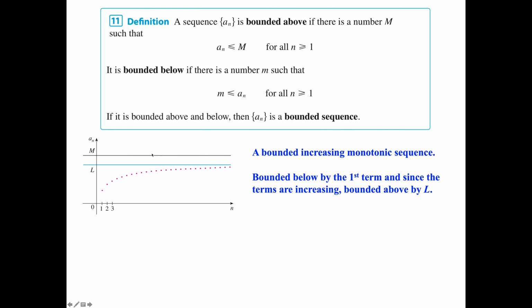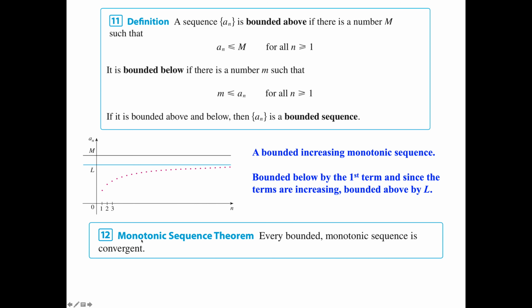So here's a picture of what we're talking about. Here we have a bounded increasing monotonic sequence. So here is my sequence value starting with n is 1. It's getting bigger and bigger and bigger, and it's starting to level off to the point where it has a limit here at capital L. So that means you are bounded below by the first term right here, and we are increasing and bounded above by the limit. So therefore, this monotonic sequence theorem, every bounded monotonic sequence is convergent. It has to converge to some limit.